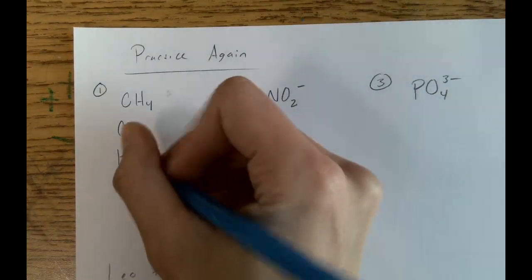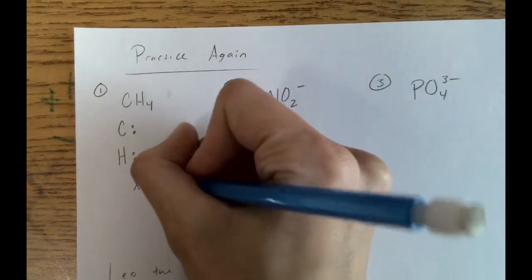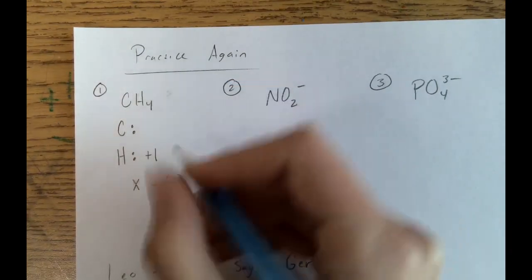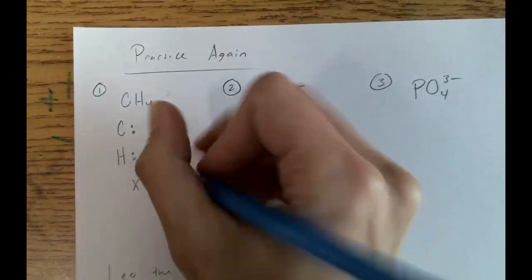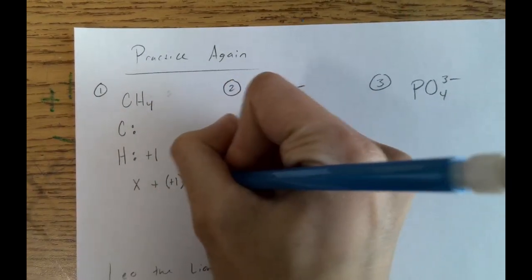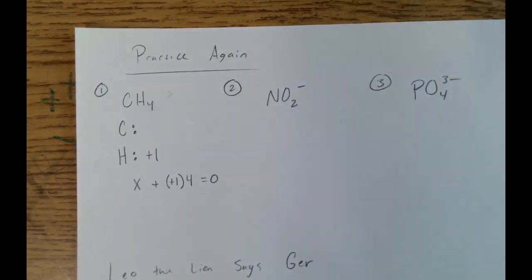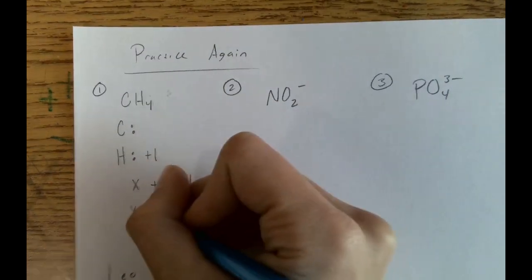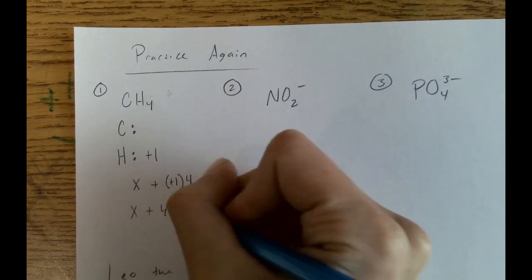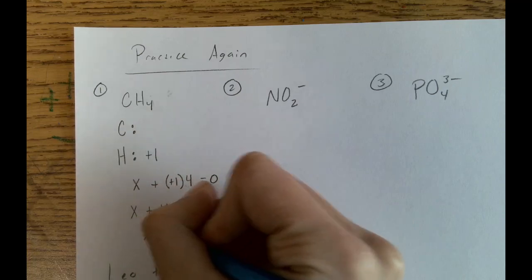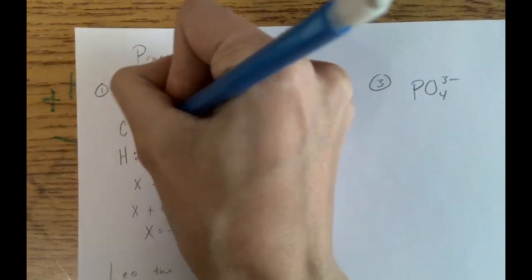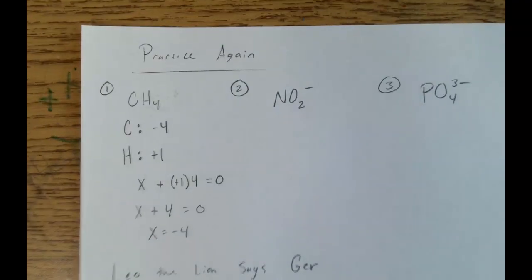So I'm going to add that to hydrogen's charge, which is +1. And because I have 4 hydrogens, I'm going to multiply that by 4. And all of that is equal to 0. So my algebraic equation turns into x plus 4 is equal to 0. X is equal to -4. So that means carbon's oxidation number is -4.